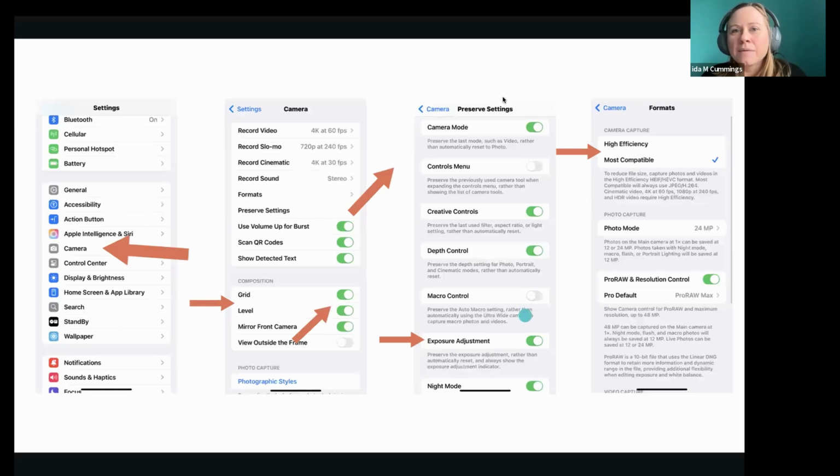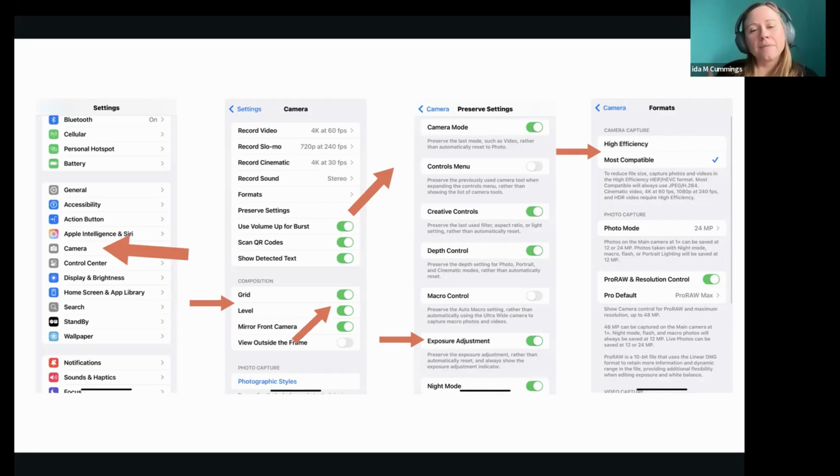And then the last thing I want to talk about is your formats. Your formats are down here, under camera sound, so above preserve settings. You have two types of formats: high efficiency and most compatible. High efficiency lets you take more photos, but it makes the photos a little bit smaller. But what it does is it saves it into an Apple format, so you can only ever edit it on Apple and it only responds well with Apple. Most compatible makes it a little bit of a bigger image, but it's gonna work across platforms.